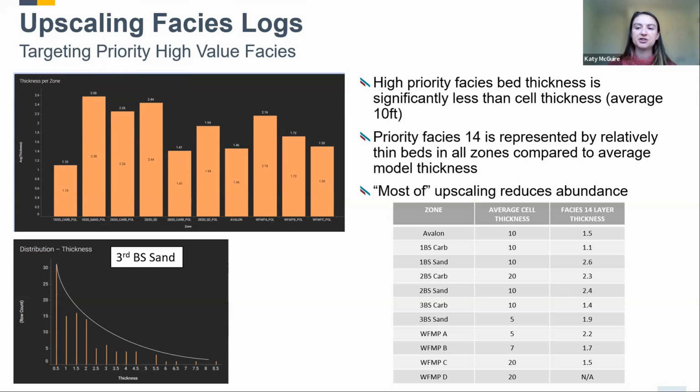And then the lower chart shows the distribution specific to the Third Bone Spring Sand and where most bed thicknesses plot. Most beds of this facies, which is a priority facies, are either that half foot, one, or less than 2 foot thick interval. And so that's really hard to capture.